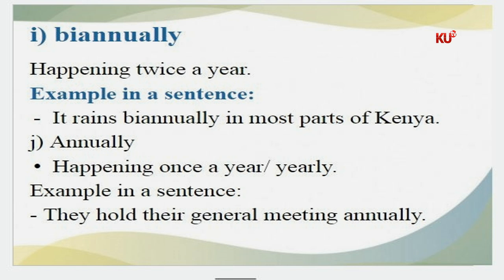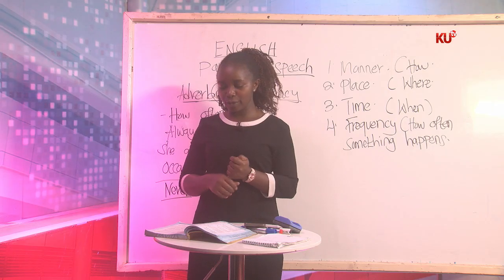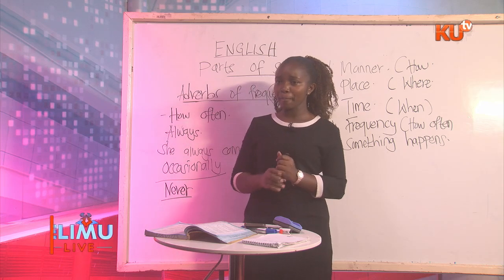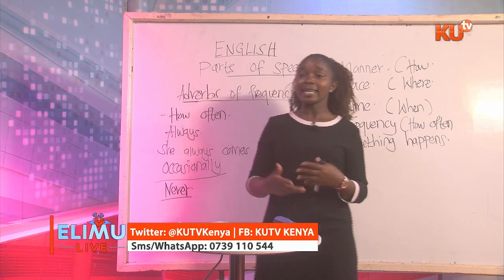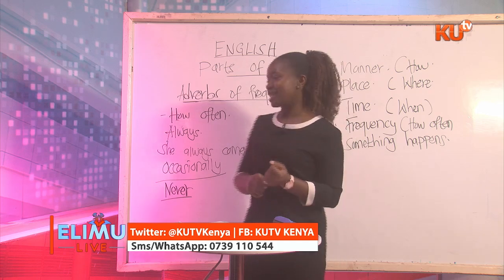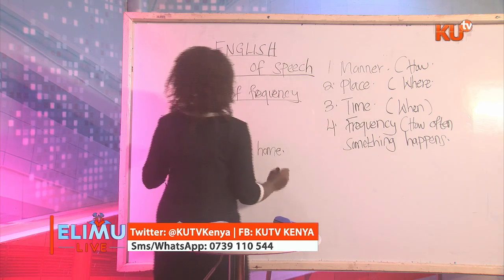We're also going to look at another one, annually. Annually means yearly, or once per year. And an example in the sentence is, they hold their general meeting annually. So those are some of the examples of adverbs of frequency. I want us to look at another example of adverb of frequency, explaining how often, that is perennially.